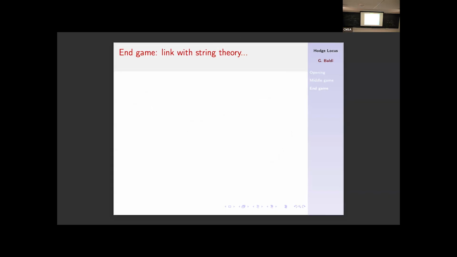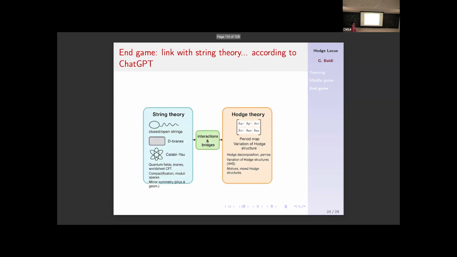And so that brings us to the end game, the link with string theory. The first time I thought about it, I was like, okay, we should ask ChatGPT. I had no idea what string theory was, I'm sorry. So I actually wanted to share the picture. According to ChatGPT, Hodge theory deals with periods, variations of Hodge structure. There are a bunch of Hodge numbers, there's the Hodge decomposition. There's something called periods that I had never heard of. I guess it told me periods, so I don't know.